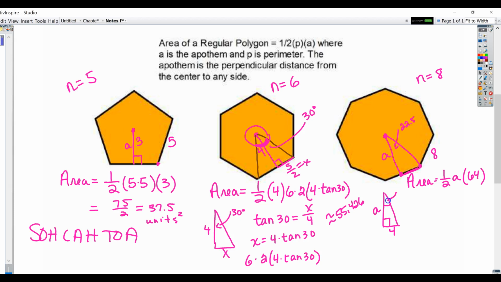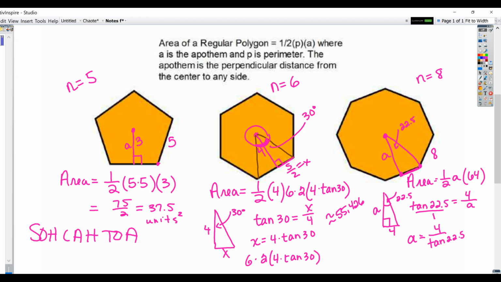So then when I'm trying to solve for my apothem, it's going to be tangent of 22.5 because we have the opposite and we need the adjacent. So tan of 22.5 is going to be equal to 4 over A. You can cross multiply, but there's an easier way to remember this. If you just exchange your A and your tan of 22.5, A is equal to 4 divided by tan of 22.5.